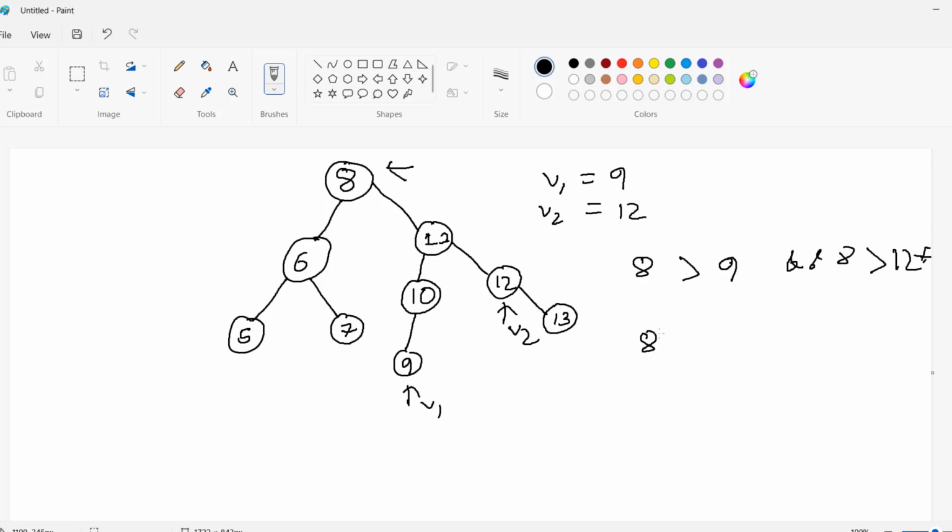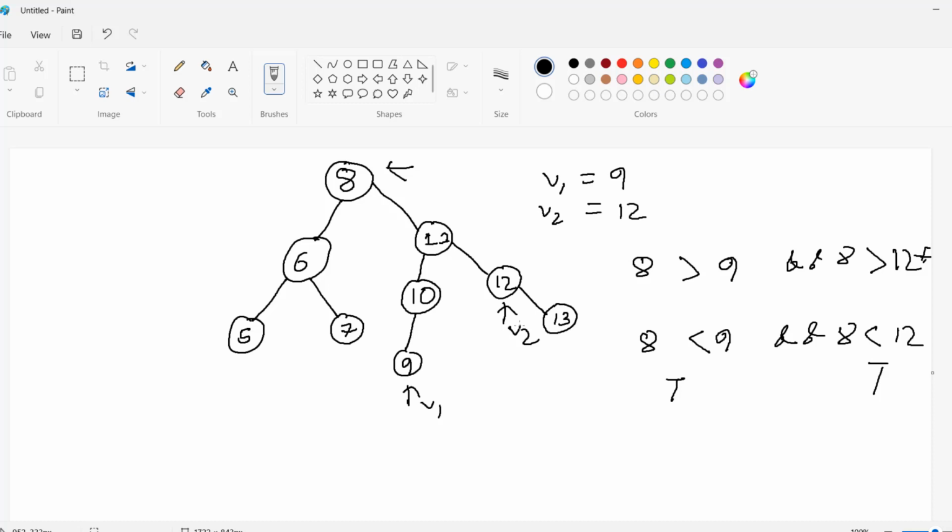What will be the second if? So the second if says if 8 is less than 9 and 8 is less than 12. So 8 is less than 9, condition is true, and 8 is less than 12. So what does that mean? That means our v1 and v2 exist in the right hand side direction, because both are greater. If both are greater, that means v1 and v2 lie in the right hand side. If v1 and v2 lie in the right side direction, that also means that our lowest common ancestor node will also lie in the right hand side direction.